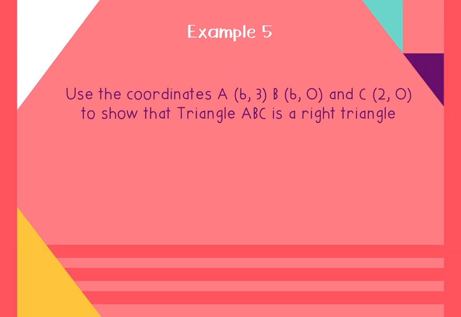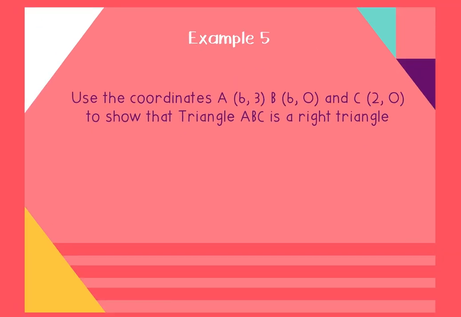All right, so a question could look like this. Use the coordinates A, and this is, every year I forget to change this font. These are 6s, okay? A is 6, 3, B is 6, 0, and C is 2, 0, to show that ABC is a right triangle. Now, again, I want to say it again. Just drawing this out is not enough information, okay? I would recommend at least sketching it so that it gives you an idea of what you're looking at.